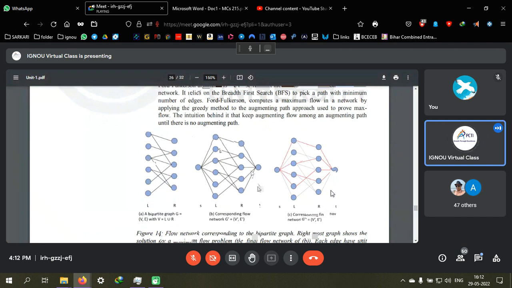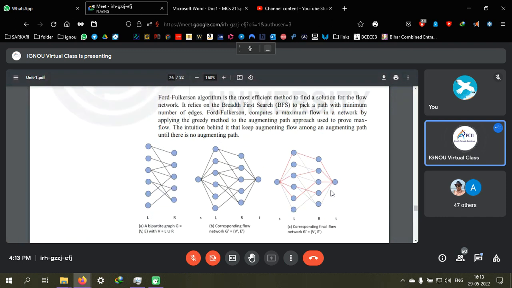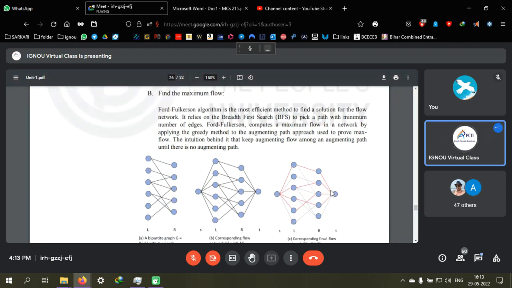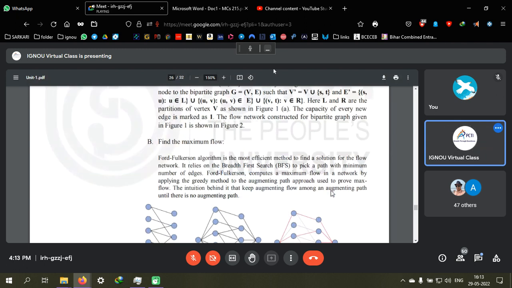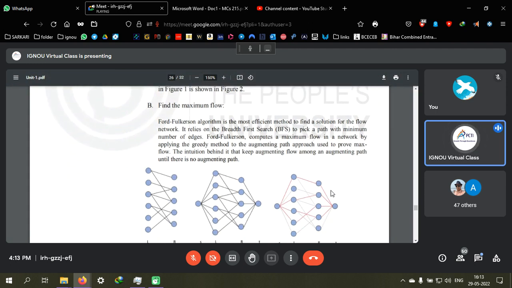After that, the capacity of every new edge is marked as 1. So we have to mark 1, 1, 1, 1, 1, 1, 1 on each and every edge. After that, we have to find the maximum flow. How can you find a maximum flow? By the Ford-Fulkerson algorithm.